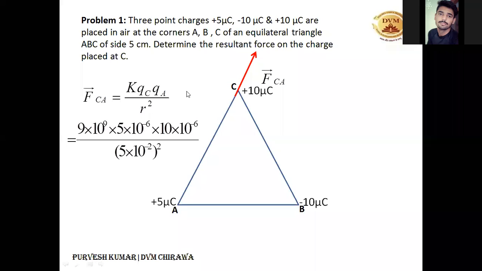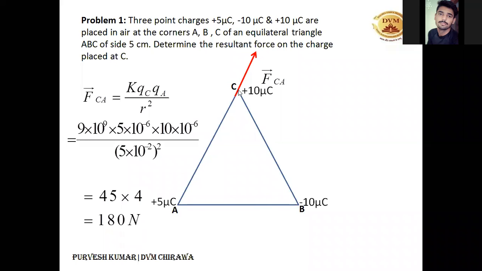And AC is the side of this triangle, that is 5 centimeter. Converting it to meters, it will be 5 into 10 to the power minus 2. The square of this one will be taken. And when you solve it out, it comes out to be 45 into 4. Please do the math. And finally, you will get the answer as 180 Newton. So the force on the charge placed at C, that is this plus 10 microcoulomb, because of the charge placed at A, is 180 Newton.